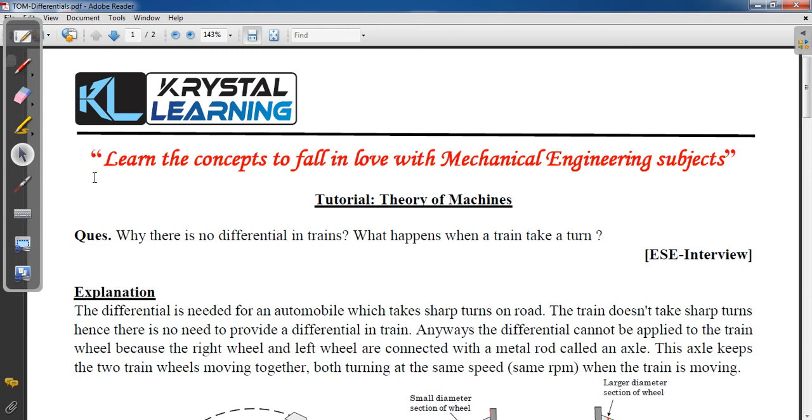The question asked was: are differentials present in a metro train? If not, then how does the metro train take turns? So this was the question. We see that the answer is there are no differentials in a train. So what happens when a train takes a turn? Let's see what the explanation should be.